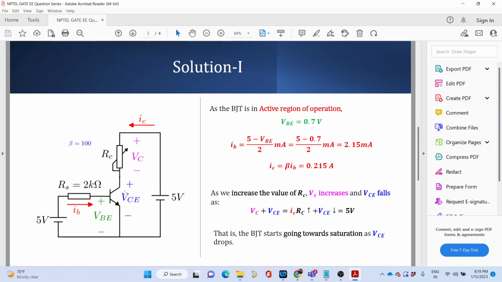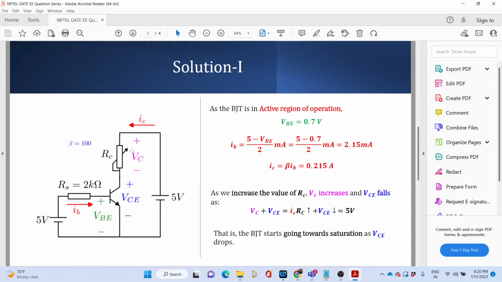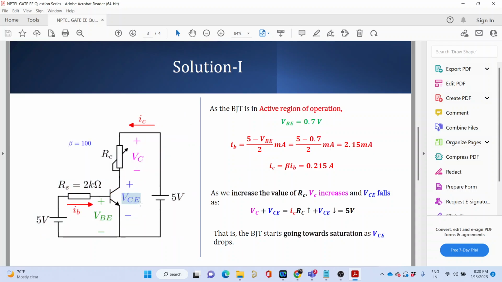Correct, but why is it not possible that VC is negative? That is what I was asking. If it is negative, that means you are saying IC is flowing and the voltage drop across is negative. That means the current must flow in the opposite direction. However, the BJT would allow current flow only in a particular direction, which is indicated by the arrow. So it is not possible for VC to go negative. So as you increase RC, this voltage keeps on increasing. To keep this value plus this value constant according to KVL in this loop, this voltage VC would keep on decreasing, correct?